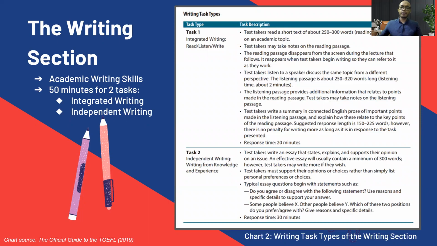Here is the chart of the task section. As you can see, task 1 will be an integrated writing task where you will read something and then listen to something in connection to the reading, and then write about the information from both sources. There is more information given here that you can read while pausing the video, perhaps. And you will have 20 minutes to do this before you move on to the second task.